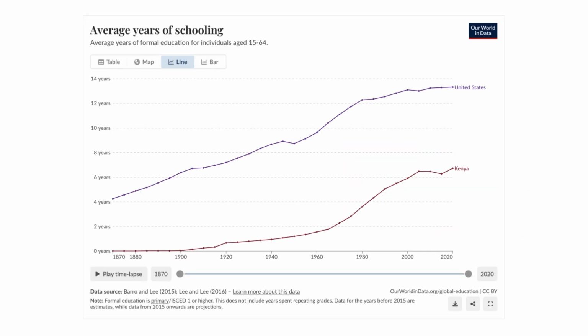Here is the first chart. I chose to look at average years of schooling, which is average years of formal education for individuals aged 15 to 64. And you can see the United States way up there, almost at 14 years, and Kenya's a little lower at around 6, almost 7.